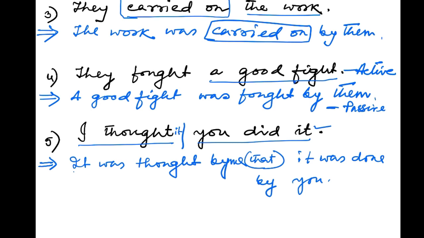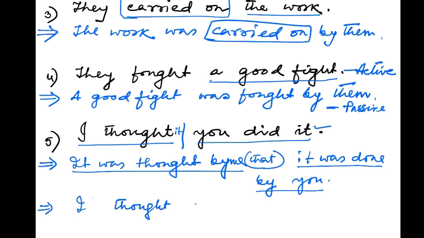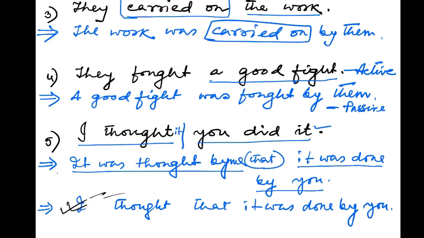But in the practical field, this type of sentence sounds odd. The sentence with two passives in two clauses. It is better to keep one passive voice in one clause and one active voice in the other clause. So if it is written this way, I thought that it was done by you. So it would be a good sentence. If you change one part and keep another part unchanged, it would be a very good sentence.